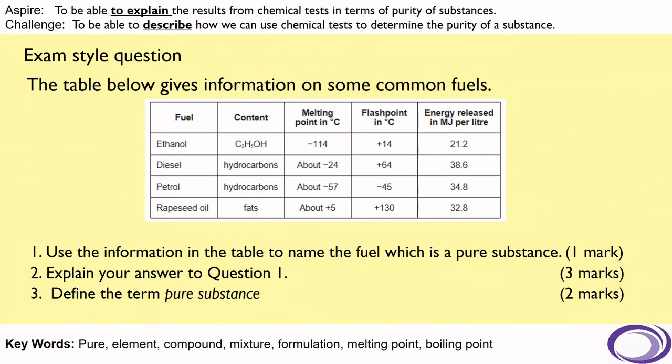So now we're going to have a look at how this could look on an exam style question. We'll read through it together and then I'll give you some time to answer. So the table below gives some information on common fuels. You've been given the fuel, the contents, the melting point in degrees C, the flash point and the energy released in megajoules per litre. What we'd like you to do is use the information in the table to name the fuel, which is pure substance. Explain your answer. So why did you choose that fuel to be the pure substance? And then define the term pure substance.